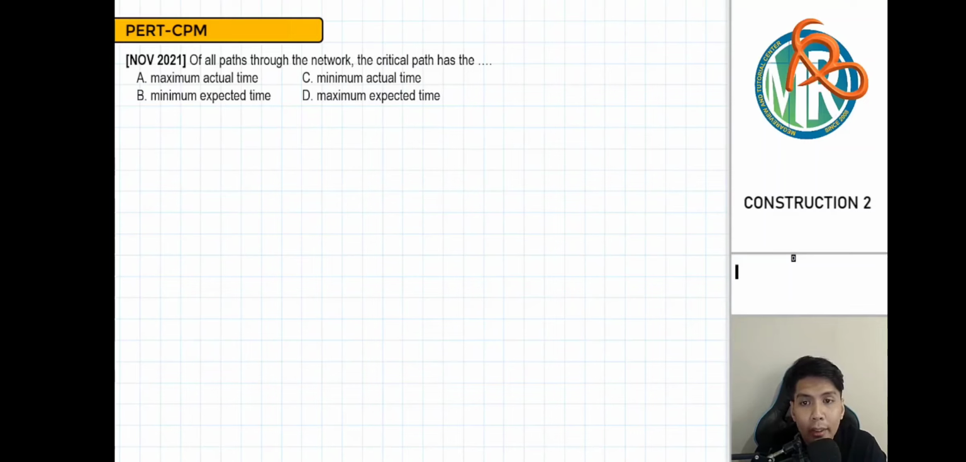For our next problem, we have here objectives that came out in November 2021. This is still about construction planning, or project management planning, that is your PERT and the CPM. Okay, let's start. First item.